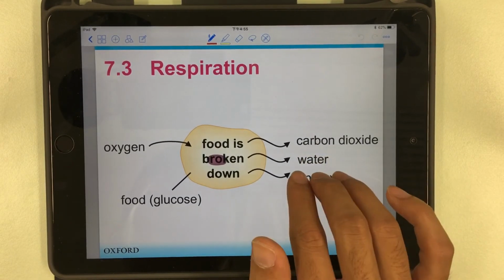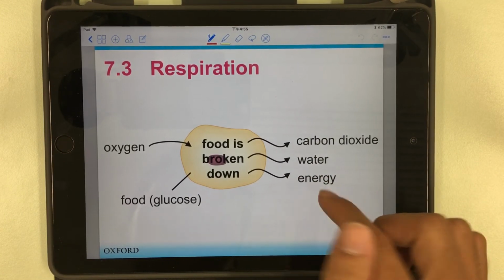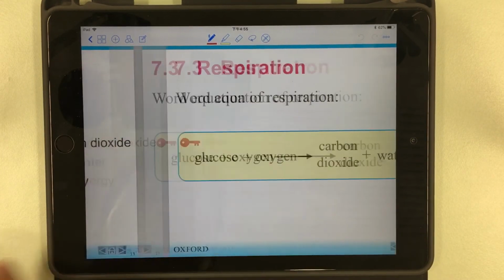The second one is water. And the last one is energy. And this energy is to support our activity after the respiration.